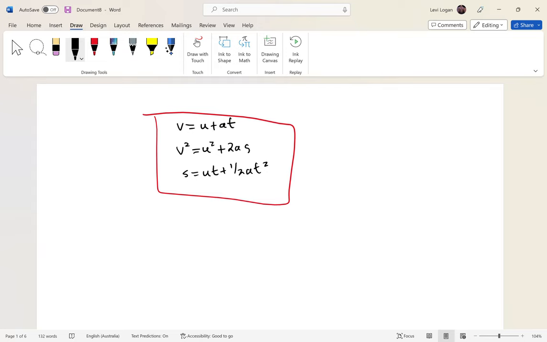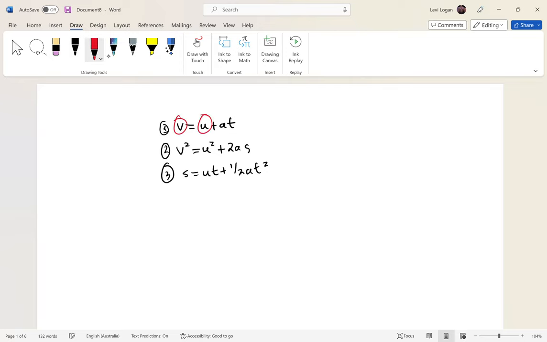Looking at these equations, this is equation 1, 2, 3. As you can see, they're all pretty different. If you get given 3 of the variables, you can find the other 2. There are 5 variables: v, u, a, s, and t. All you need is 3, and using those 3 equations, you can solve for the rest. So let's go over what the letters mean.